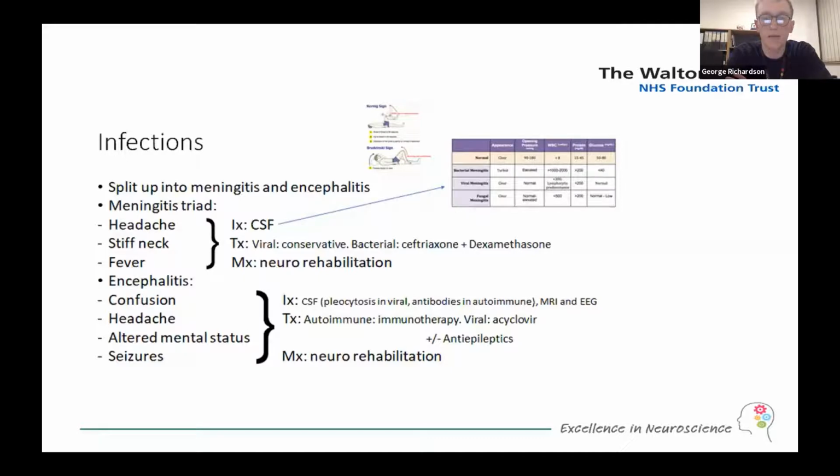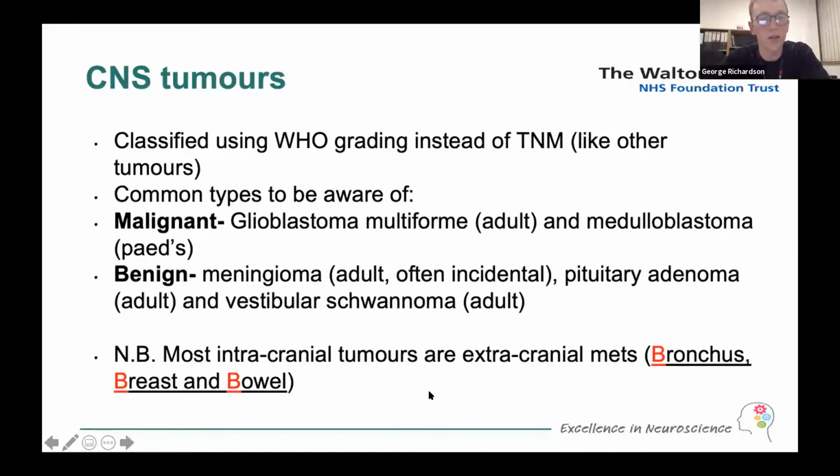And then again, neurorehabilitation for these patients is important. So not far off the end now, only a couple of slides left. So CNS tumors, I've touched on this a bit. I think it's not worth knowing a massive amount about this because I don't think you'd get asked a lot about different tumors that can present. But again, just an awareness of them is going to be beneficial.